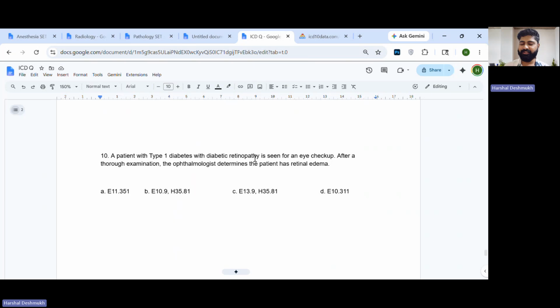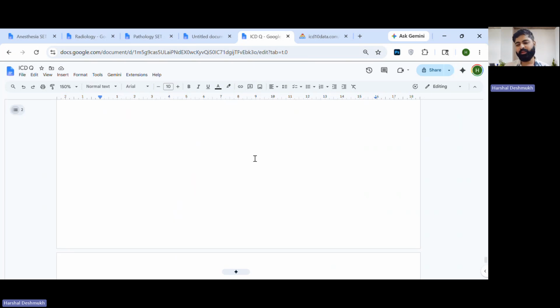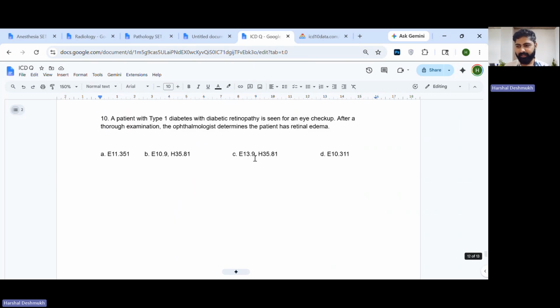The right answer to this question is option D, E10.311, as it's type 1 diabetes with a complication of diabetic retinopathy. All right, there you go.